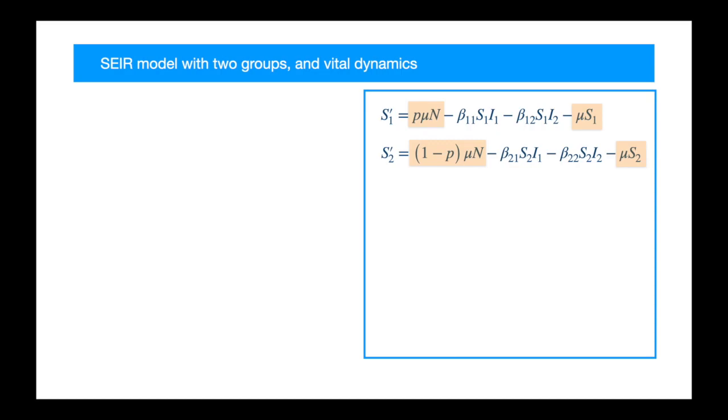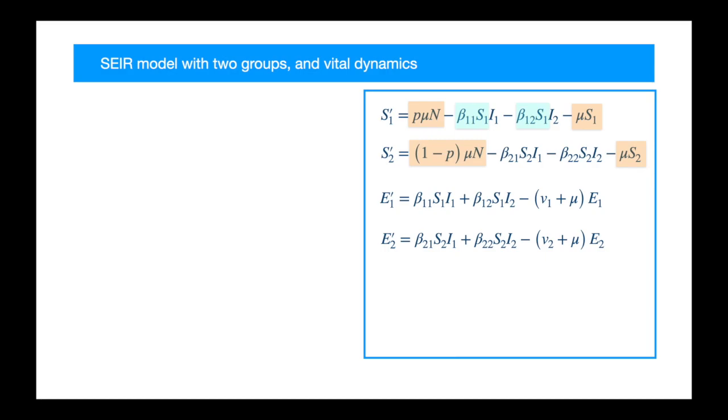Now we have two betas. B11 times S1 represents the number of type 1 susceptibles infected by the type 1 infective, and B12 times S1 represents the number of type 1 susceptibles who got infected by the type 2 infectives, and a similar interpretation applies to the second equation. Now we assume there is an exposed stage, so the susceptibles flow into their respective exposed compartments when they get infected.